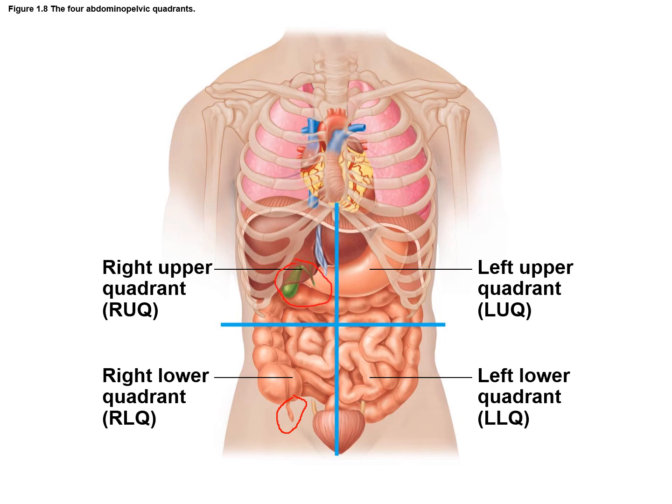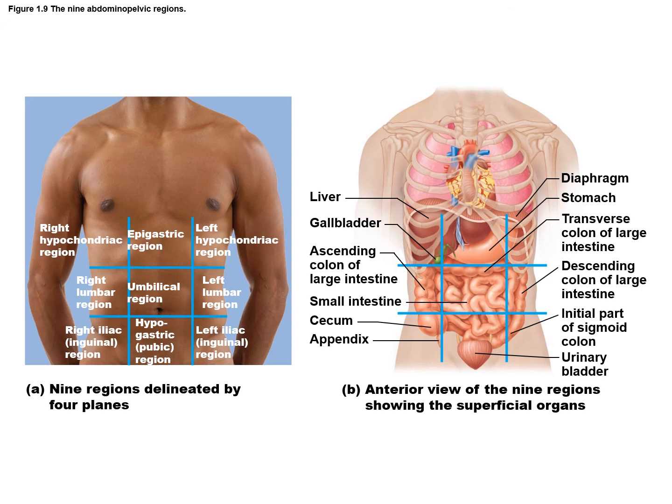Or if it's left upper quadrant pain, it may be a stomach issue or a spleen issue, even though you can't see the spleen there, right? Or if it's a left lower quadrant issue, it may be an issue with the colon here, which would be your descending colon right there. So this is just going over what we just talked about.